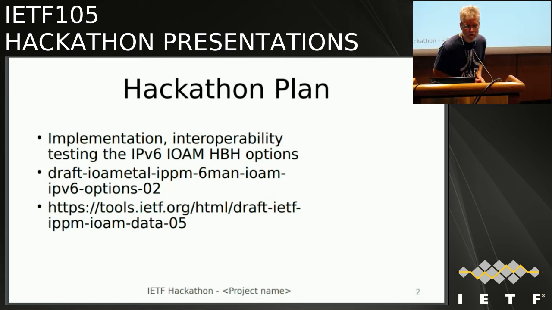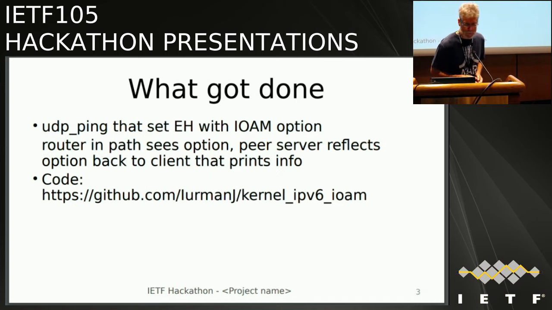The goal we had today and yesterday was to implement something and show some interoperability. There are a couple of drafts on IOAM. One is on the specific option, one is on the data format. What we did was bring up a UDP ping, just a little program that sets the extension header and the IOAM option. And we had a client, a server, and one router, and we were able to follow the path and have the information filled in.